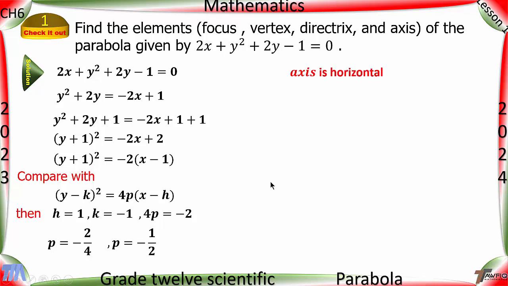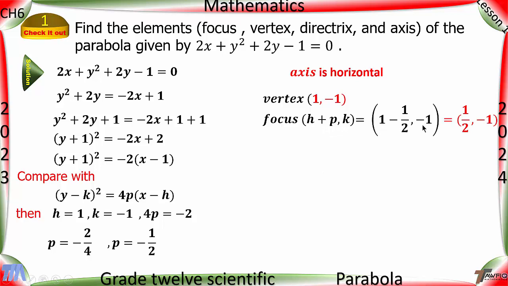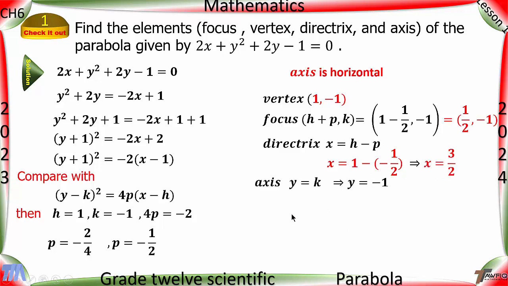And now, because we have y squared, the axis is horizontal, vertex is 1, minus 1 because h is 1 and k is minus 1, and focus is h plus p, k, so 1 minus 1 over 2, minus 1 is equal 1 over 2, minus 1, and directrix is x equal h minus p, so x equal 1 minus minus 1 over 2 is equal 3 over 2, and y is equal k, so y is equal minus 1, the axis.